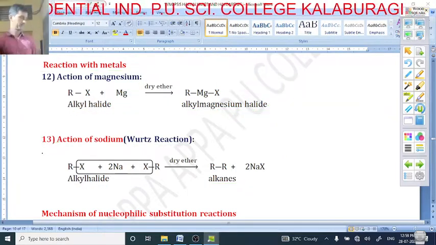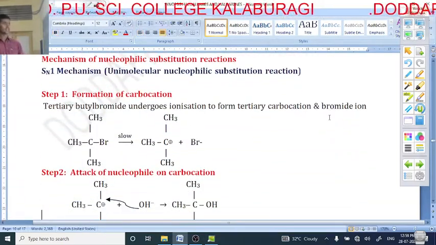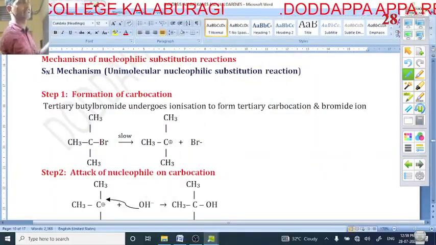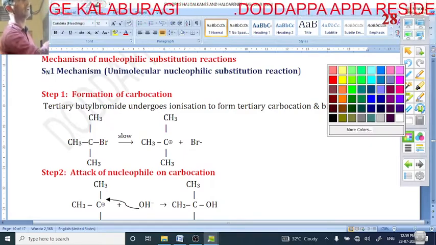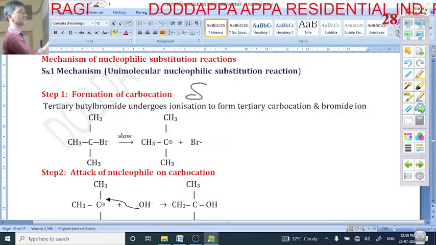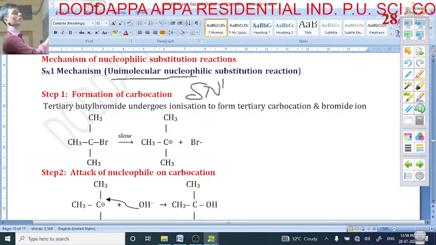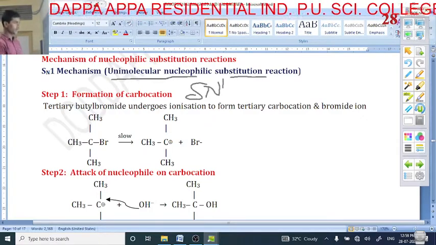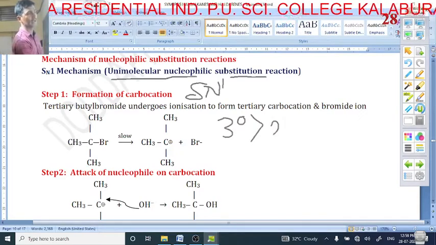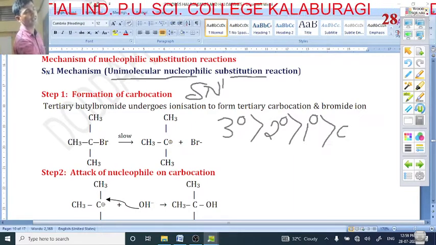Next is the mechanism of nucleophilic substitution reaction. Two types of reactions are there. The first one is the SN1 reaction, called unimolecular nucleophilic substitution reaction. In SN1 reaction, tertiary alkyl halide is more reactive than secondary, and secondary is more reactive than primary.